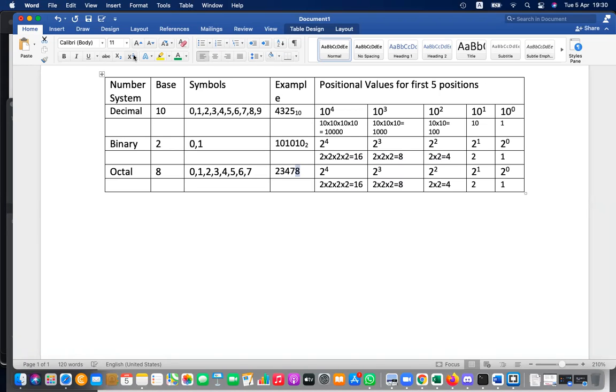So octa means 8, right, sir? Yeah, after 8. So you can write down.